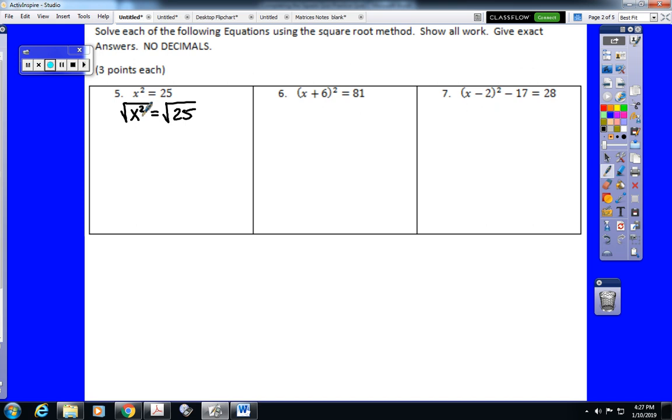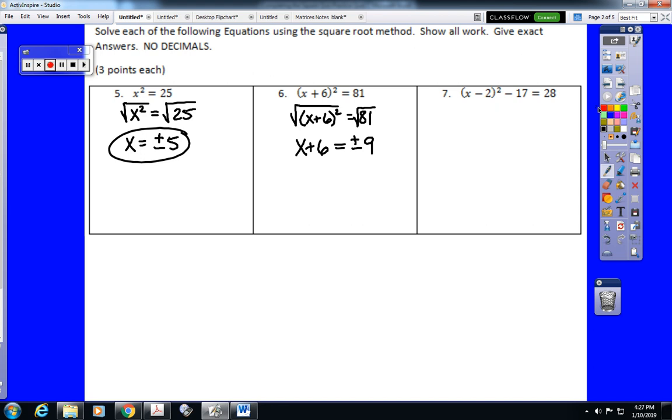The square root and the exponent will cancel each other out, leaving only x, and the square root of 25 is plus or minus 5. So that would finish number 5. On number 6, it is only a little bit different. We take the square root of each side right away because what is being squared is already isolated. On the left side, that will cancel the exponent and leave us with x plus 6. And on the right side, the square root of 81 is plus or minus 9.